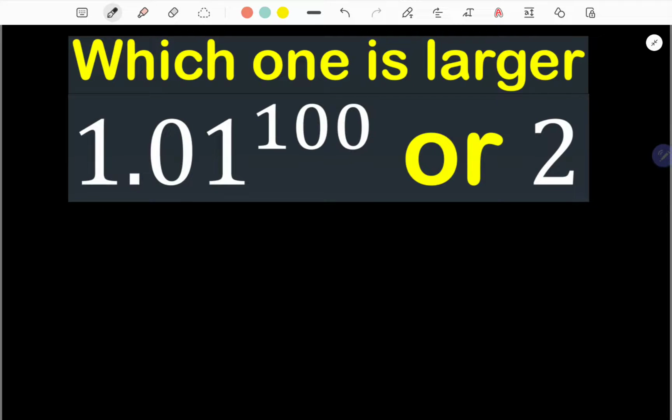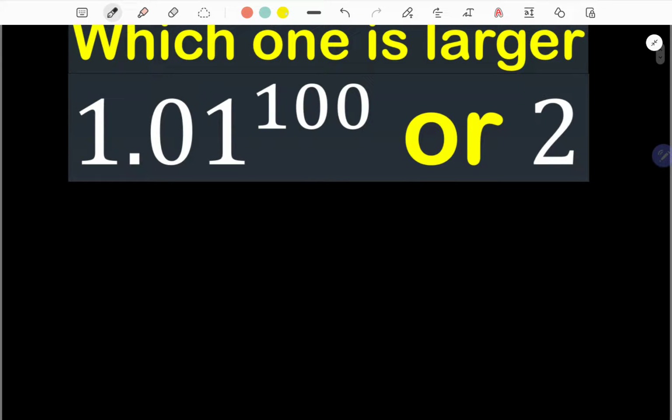Hello everyone. Here we have given two numbers. The first one is 1.01 raised to the power 100 and the other is 2. We have to compare which number is larger. Let us start with the solution.